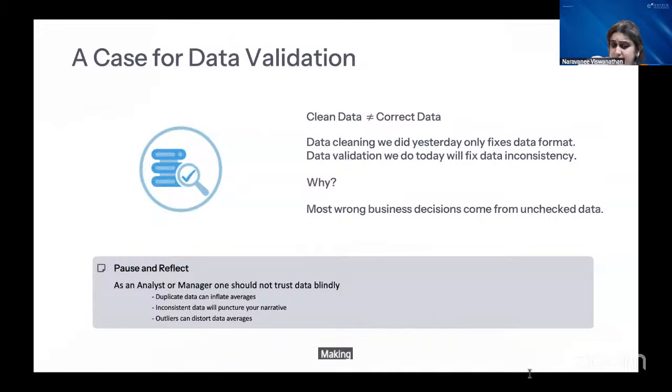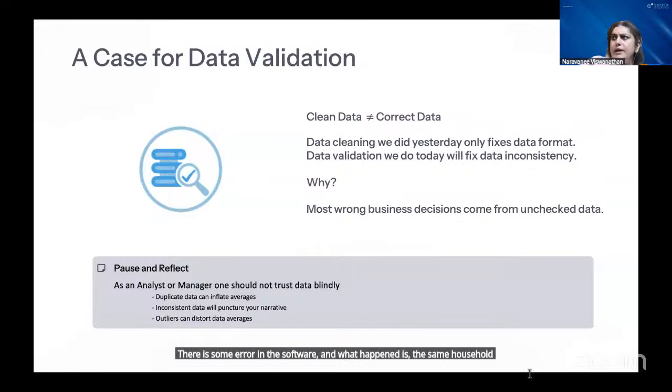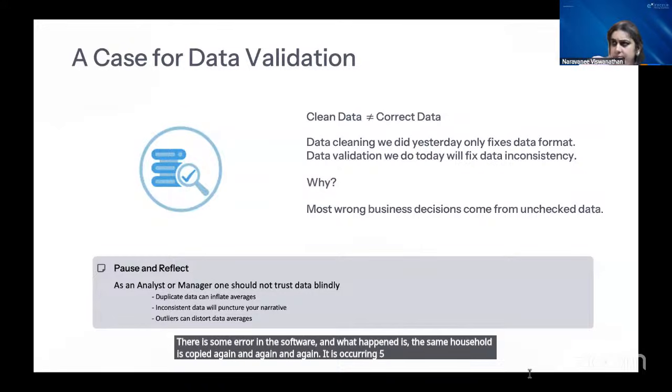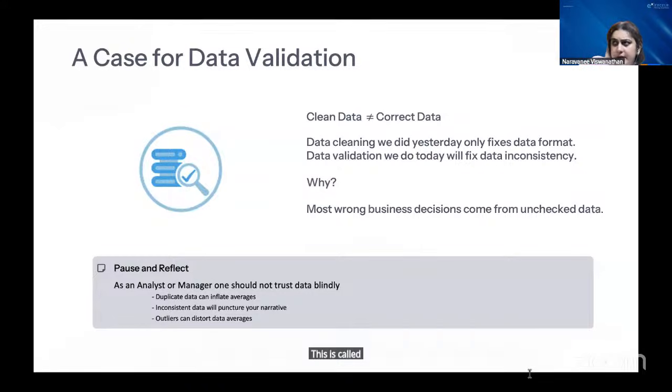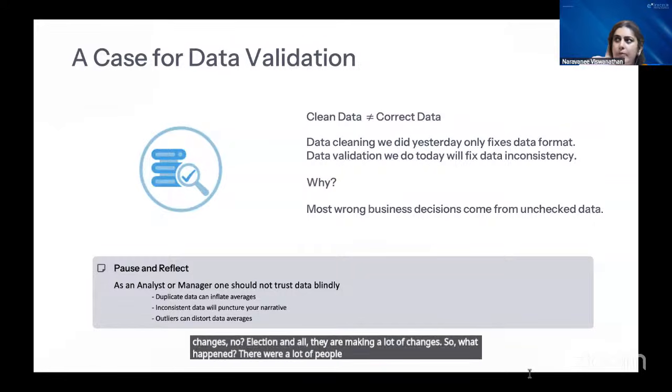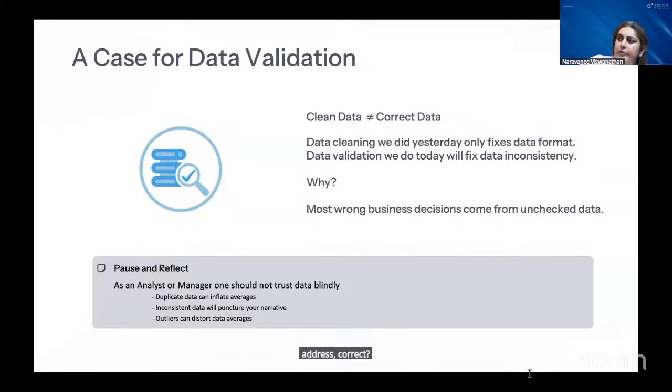Making sense? Similarly, suppose I have one household and there is some error in the software, and the same household is copied again and again. It is occurring 5 times. This is called duplication of data, correct? Like I think recently we found in the election changes, they are making a lot of changes. There were a lot of people having the same household address, but you find that the names are different.